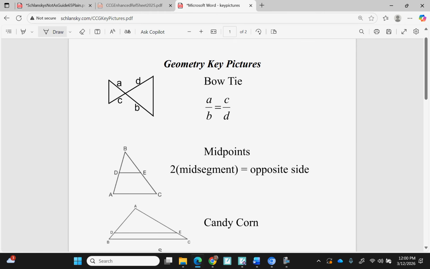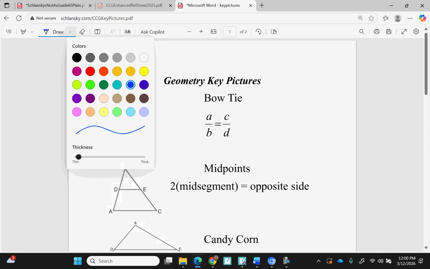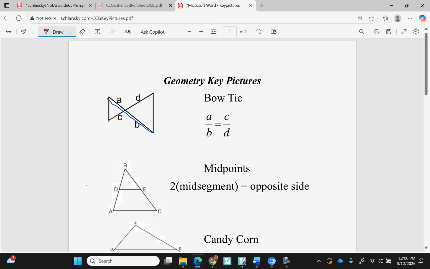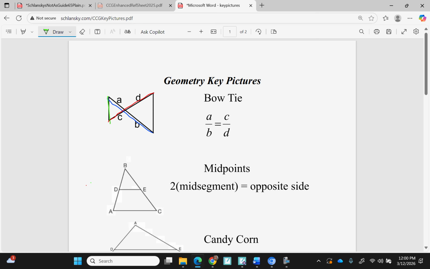I like to use colors for this. Basically, whatever's on the same diagonal corresponds. These correspond because they're on the same diagonal. These correspond, and the parallel sides correspond. The reason is because of the alternate interior angles. You don't need to know that. You just need to know that the sides on the same diagonal correspond.